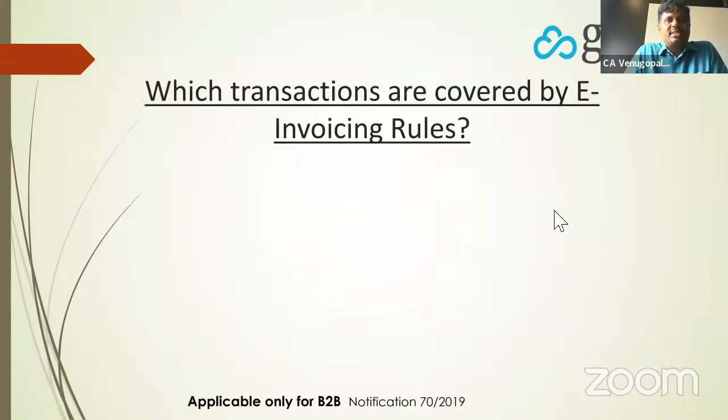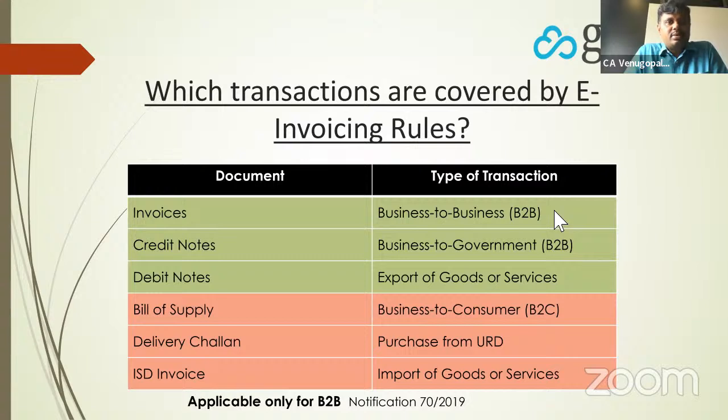This slide is very important. I would urge the participants to pay attention. If you are clear with this slide, and you understand the provisions of e-invoice, many of the doubts would get clarified. What you are seeing in the green color are valid documents where e-invoice is applicable. What you are seeing in the red or orange color, e-invoice is not applicable.